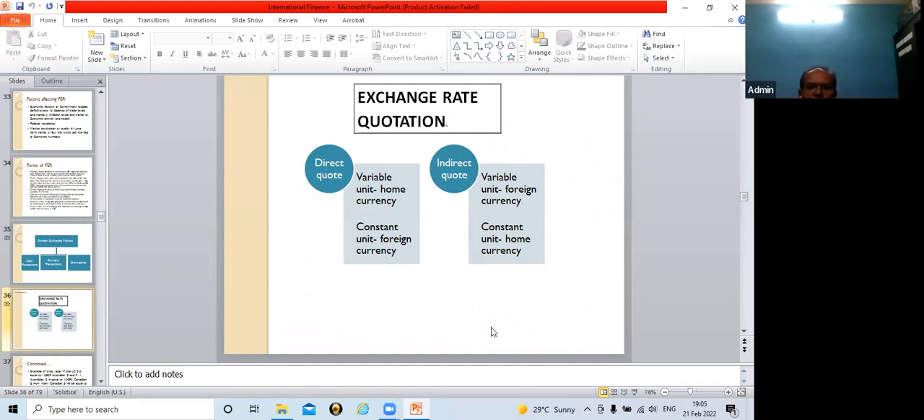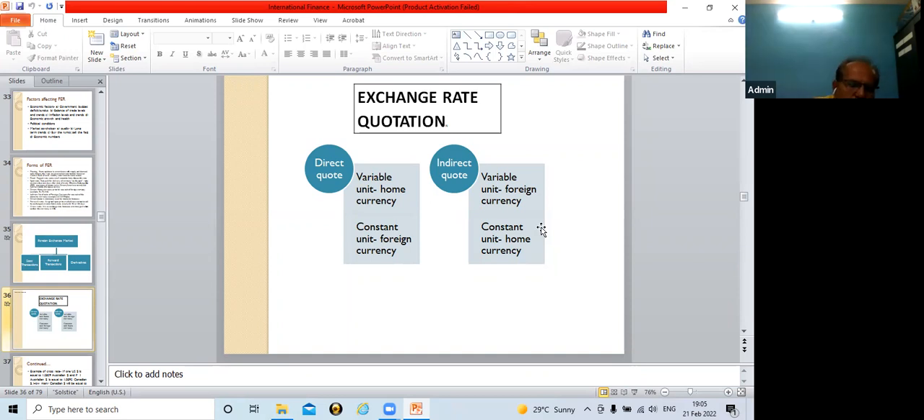Exchange rate quotation. Rate quotations are given in two ways: direct quote and indirect quote. Direct quote is the quote where the variable unit is the home currency, meaning the home currency changes and the foreign currency remains constant. Whereas in indirect quote, it is vice versa: the variable unit is the foreign currency and the constant is the home currency.